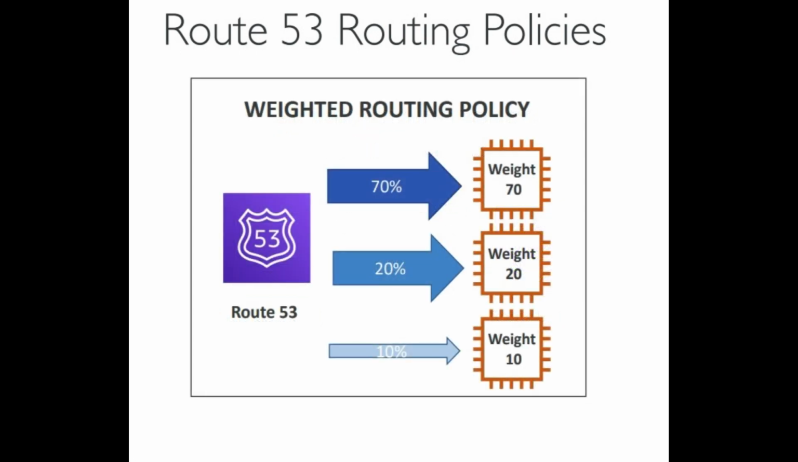The weighted routing policy allows you to assign weights to your DNS records, which helps to manage the distribution of traffic across multiple resources. For instance, if you want to route 60% of your traffic to one server and 40% to another, weighted routing makes this possible. This policy is particularly useful for load balancing and testing new versions of software.